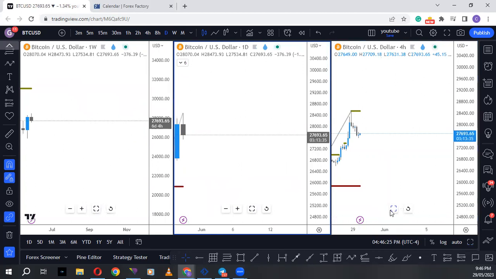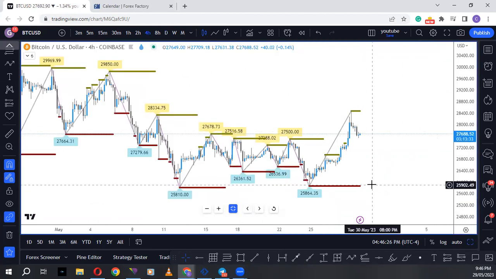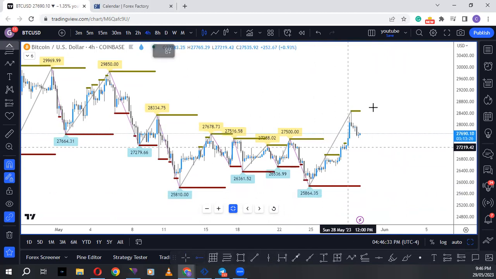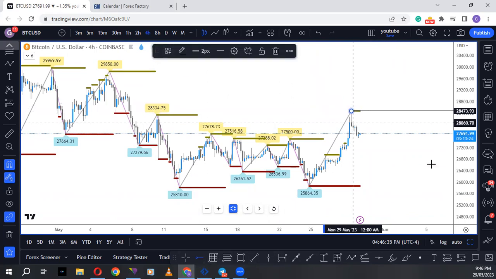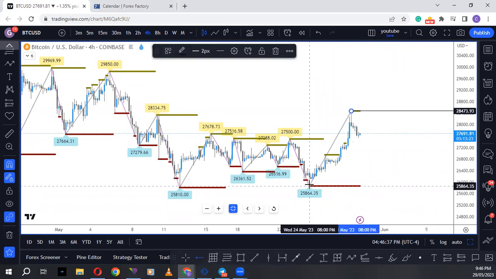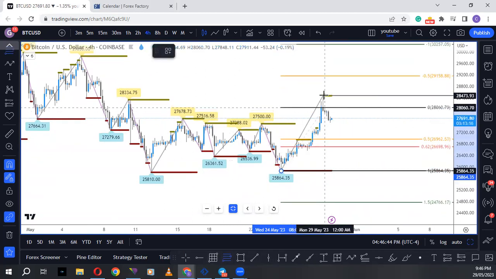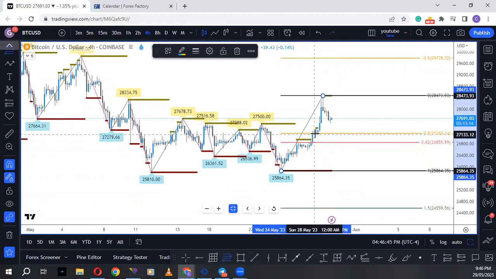Then if we go down to the 4-hour time frame, this is your dealing range, 25,846. This price to this point here. So this is your 4-hour dealing range. You pick from this low to this high. And if you notice, what do you see at the 50%?